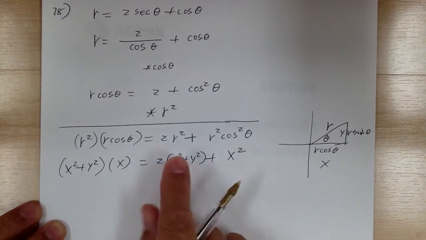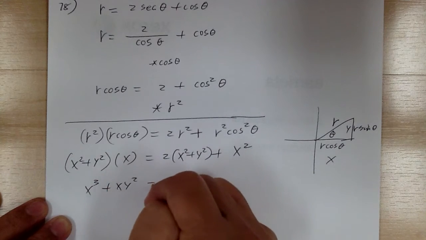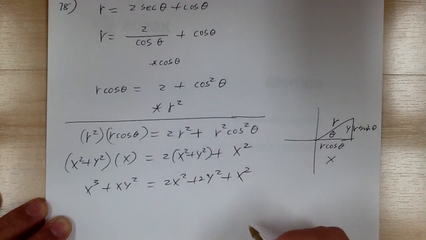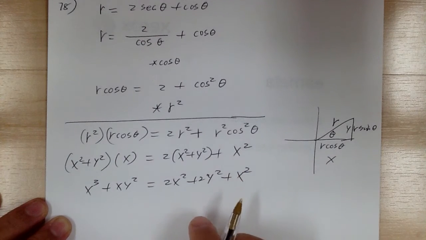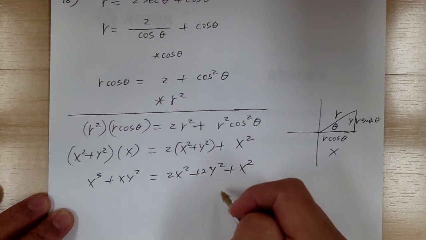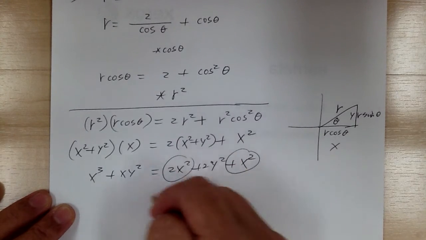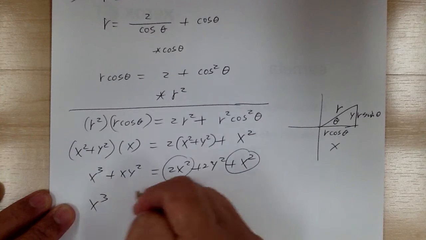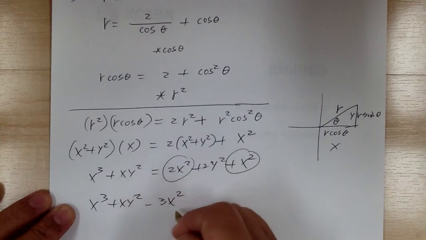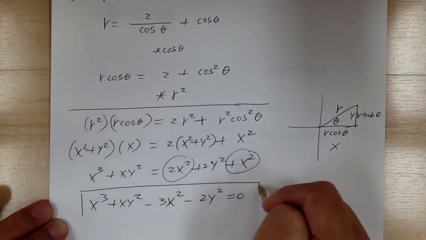Go ahead and multiply these things out. So you're going to get x cubed plus xy squared equal to 2x squared plus 2y squared plus x squared. Go and move everything to this side. This and this would be 3, right? So when you move over, you get x cubed plus xy squared, minus 3x squared, minus 2y squared equal to 0. And that's it.